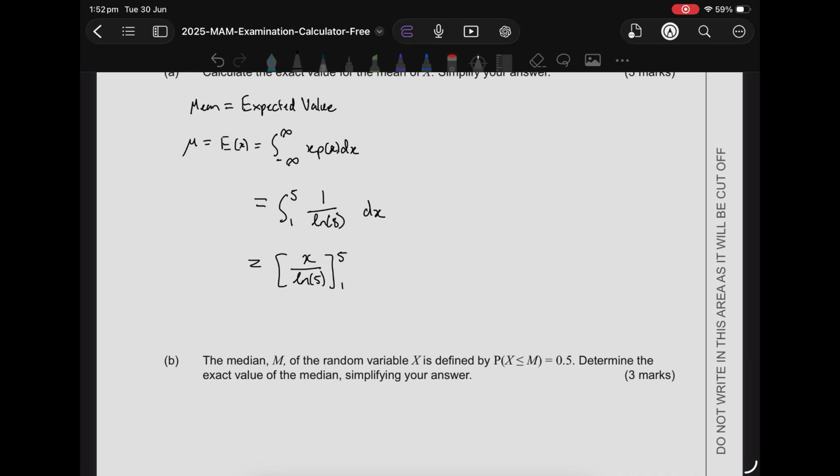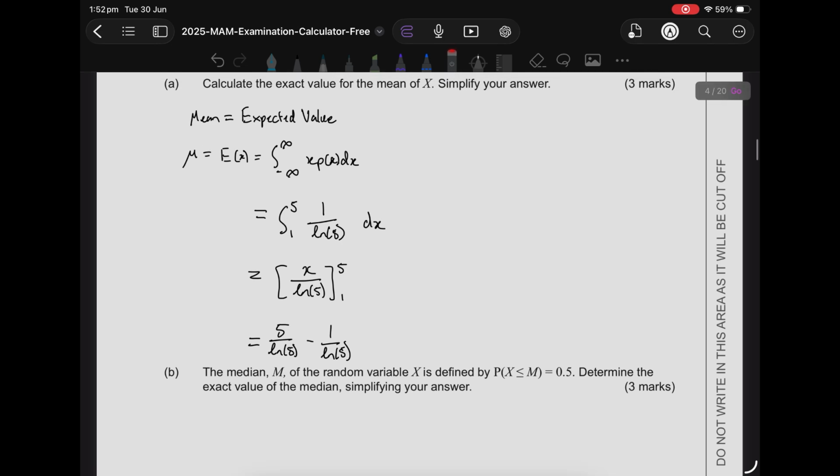Then all we have to do is evaluate this function by subbing in our bounds wherever we see an x. 5 over ln 5 minus 1 over ln 5. And since the question asks us to simplify our answer, we'll just evaluate this expression to get 4 over ln of 5.